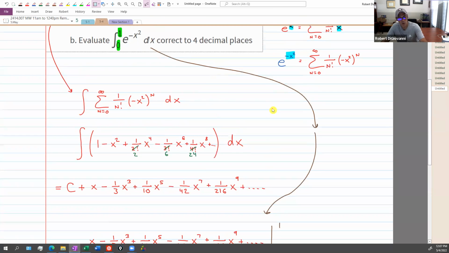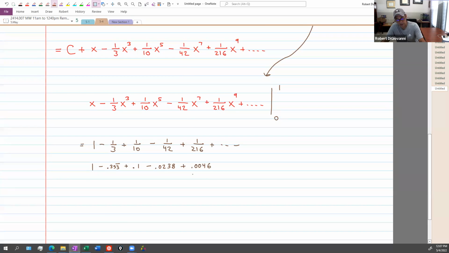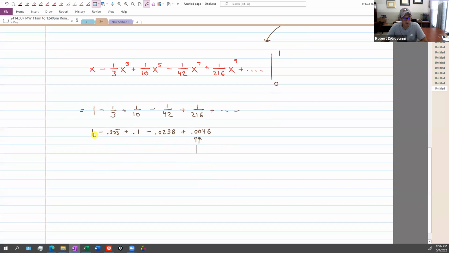Let's just change the problem to 2 decimal places, all right? And then I'm done, because look, when I got to this term, I had zeros right here. So I know my next term is not going to change the first 2 decimal places. So whatever this is, add this up on your calculator. Let's see, 1 minus a third plus a tenth minus 1/42 plus 1 over 216.